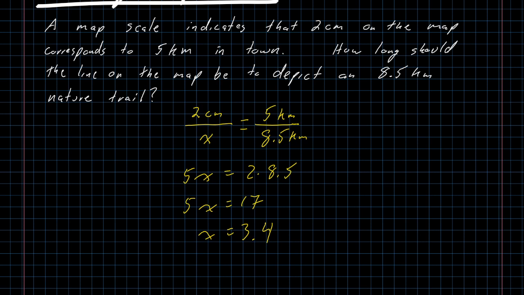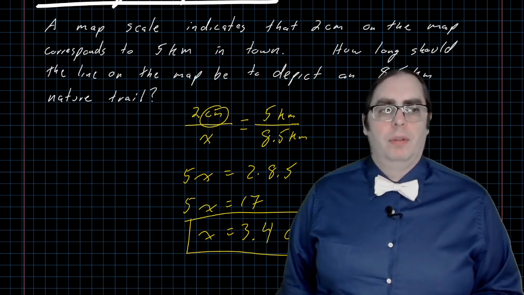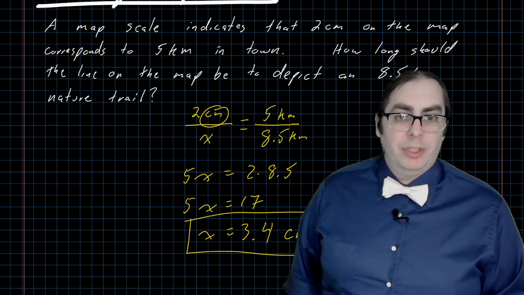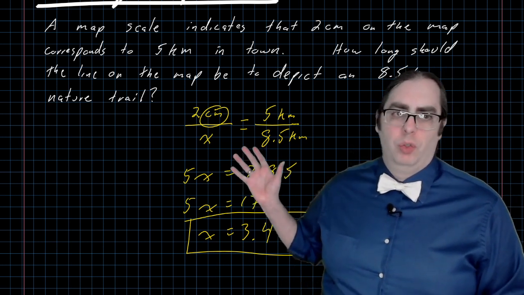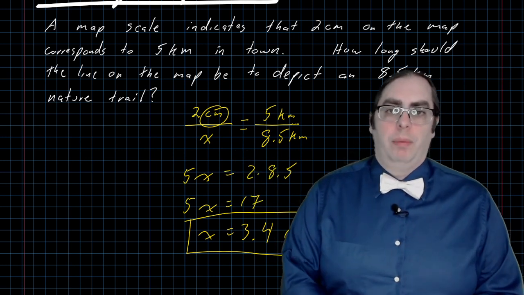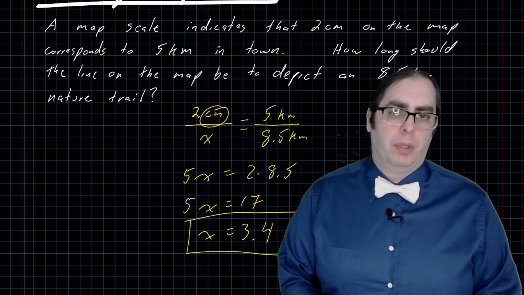And let's see, that was a measurement on the map. Measurements on the map were in centimeters, so this is also going to be in centimeters. That's it. That's all there is to it. As I've mentioned previously when we were talking about similar figures, one of the issues with solving problems with proportions is there's more than one right way of setting up the problem.